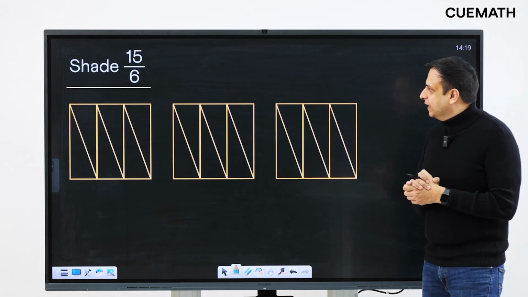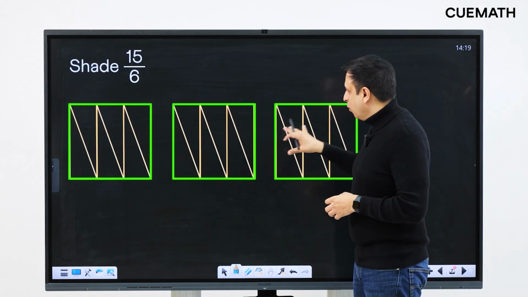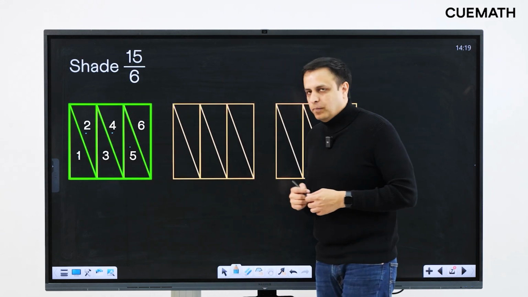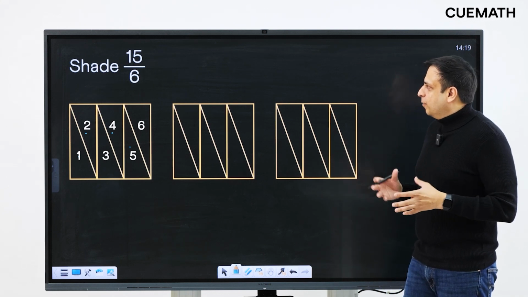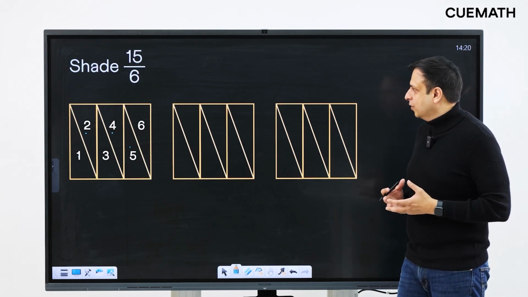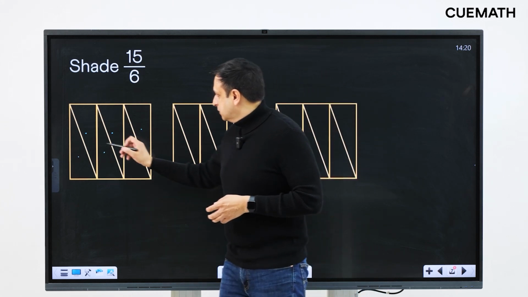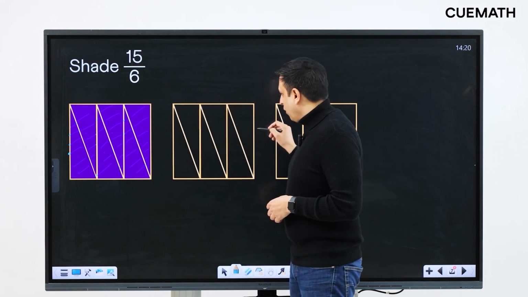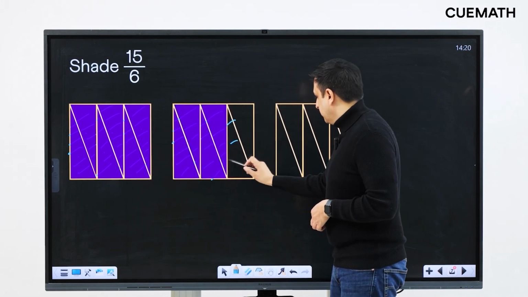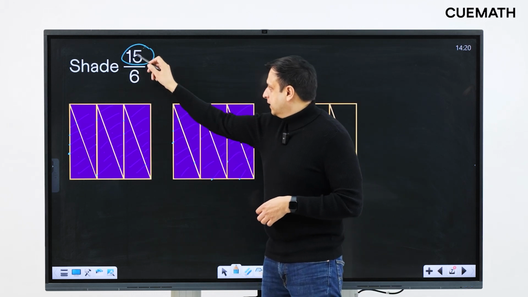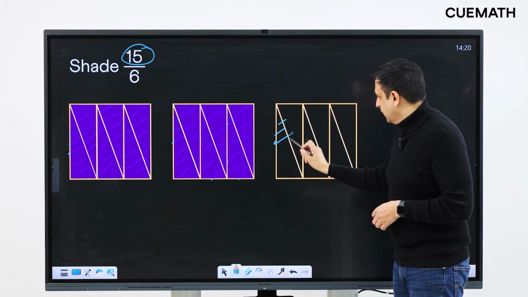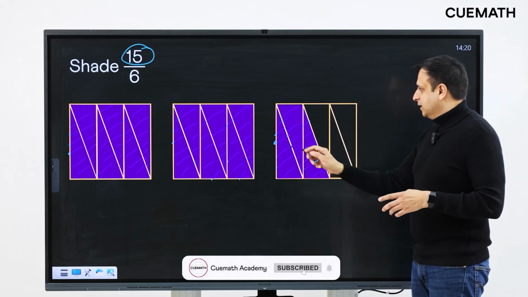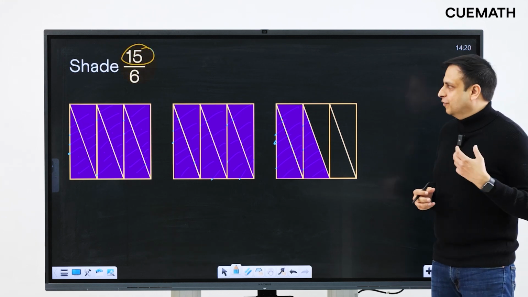Alright, shade 15 over 6, and we have 3 wholes given here, and each whole has been divided into 1, 2, 3, 4, 5, 6 equal parts, and we have to represent the improper fraction 15 over 6. So what do you think we need to do? We will need to shade 15 of these parts. So let's shade all 6 parts in this first whole. Now we'll shade all 6 parts in the second whole. We need to go up to 15, and therefore we will shade 3 more parts from this third whole. So that's 13, 14 and 15, and now we have the shaded area here representing the improper fraction 15 over 6.